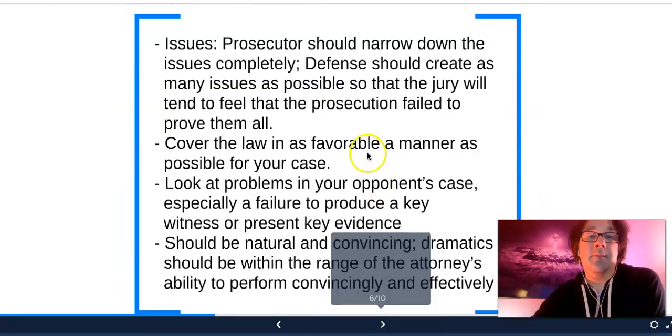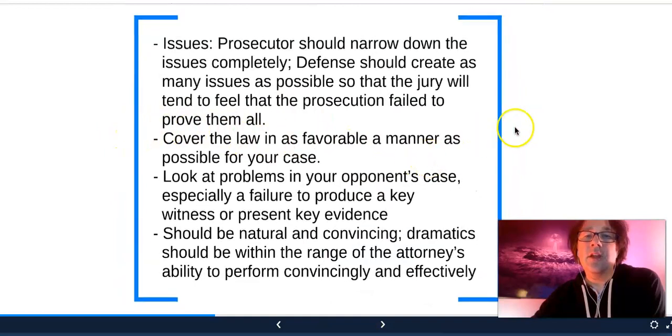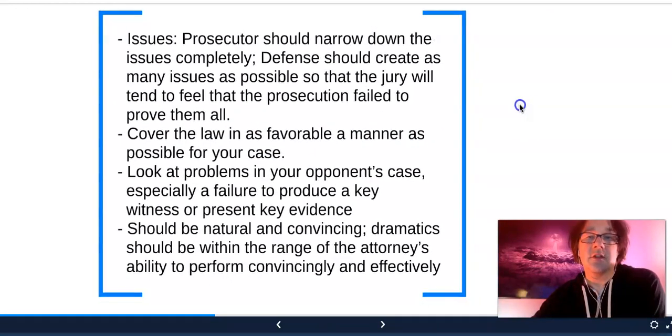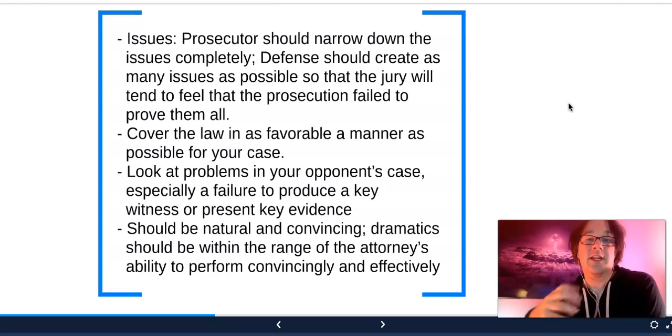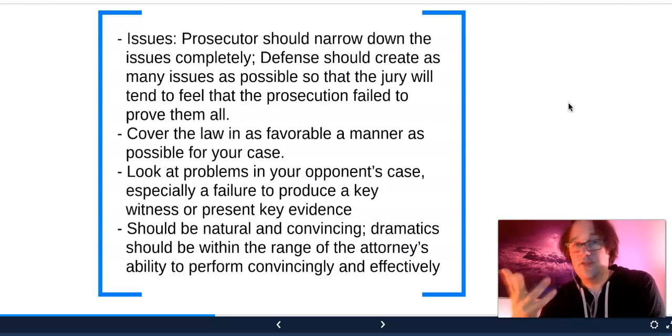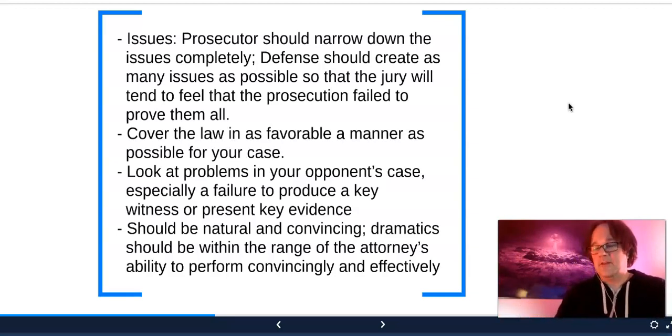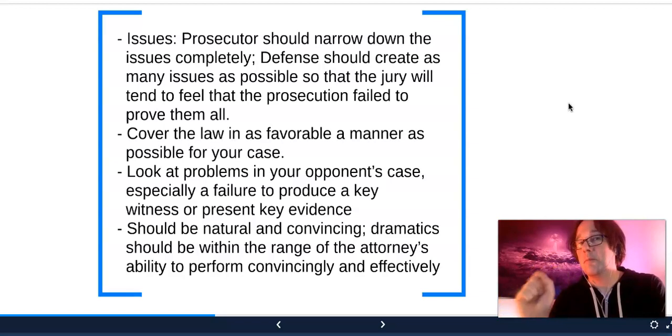Okay. When it comes to issues, the prosecutor should narrow down the issues completely, and the defense should create as many issues as possible so that the jury will tend to feel that the prosecution failed to prove them all, right? So it's kind of a reverse strategy. Prosecution wants to narrow it down. These are the important things. Don't get hung up on the details. We have the fingerprint. We have this.